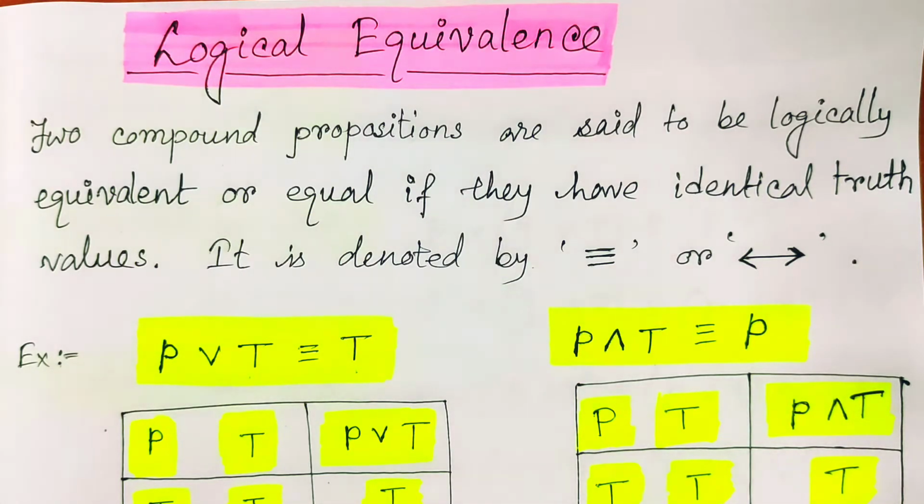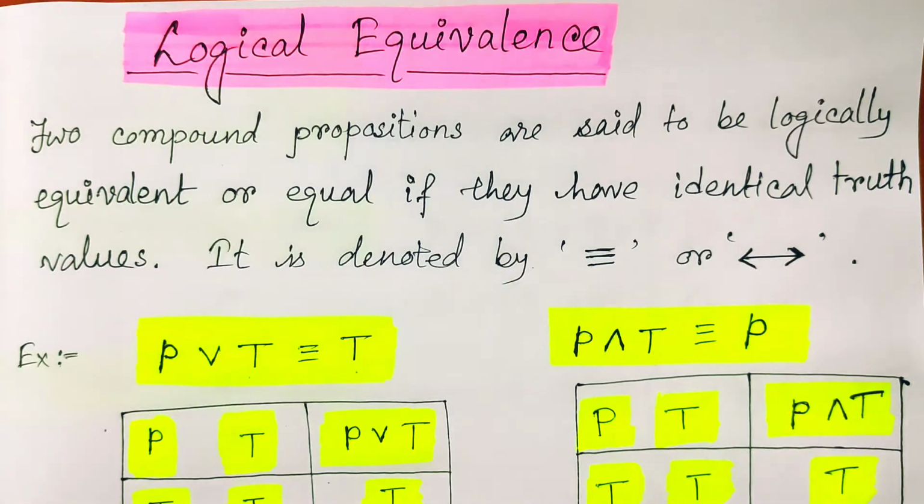Today we are going to discuss logical equivalence. At first we discuss the definition of logical equivalence. After that, with some examples, we explore what logical equivalence actually is. So now, two compound propositions are said to be logically equivalent or equal if they have identical truth values.